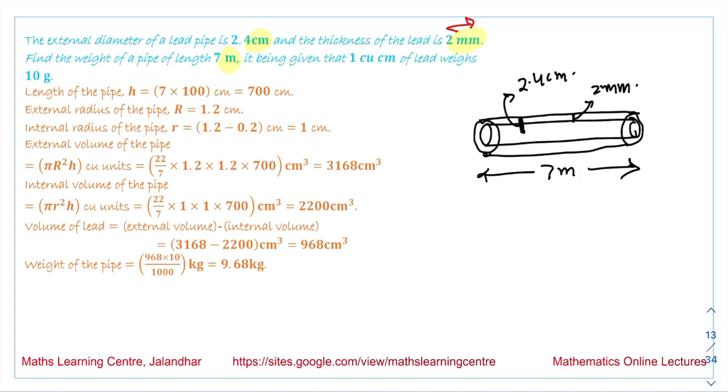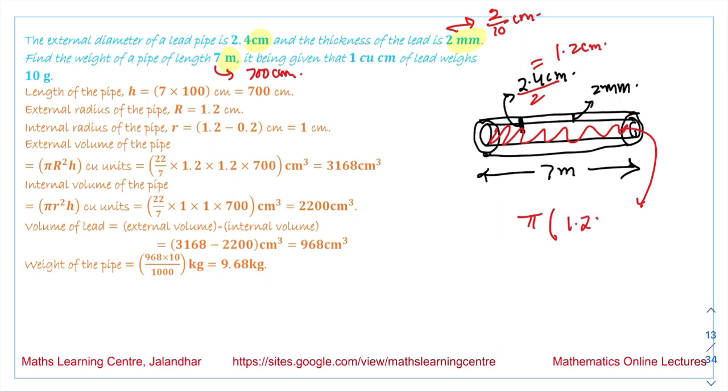So when we convert this value in centimeter, it is 2 by 10 centimeter, and this value is 700 centimeter. So what is the volume of the lead we are talking about? It is the volume of this inner portion over here, it is pi. The radius over here is 2.4 by 2, that is equal to 1.2 centimeter. This is for the external portion. Minus, what is the thickness over here? It is 0.2. So this is the area of the internal portion, and when we multiply it with 700, we get the volume of the internal portion. Similarly, the volume of the external portion will be pi into 1.2 square into 700.